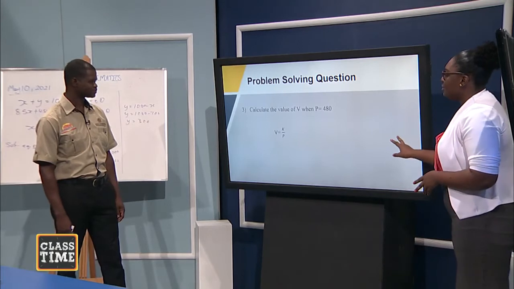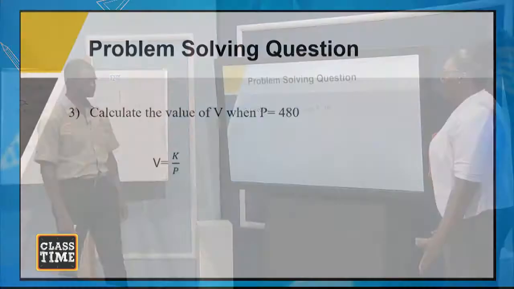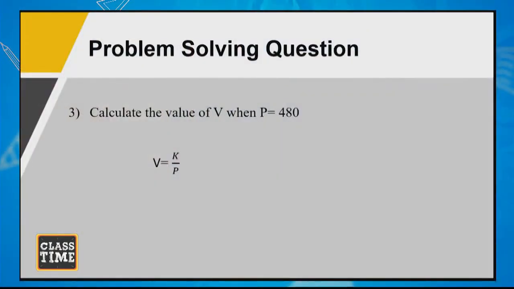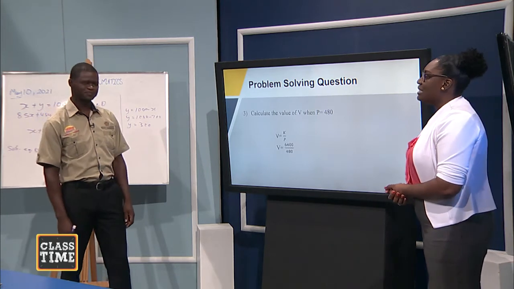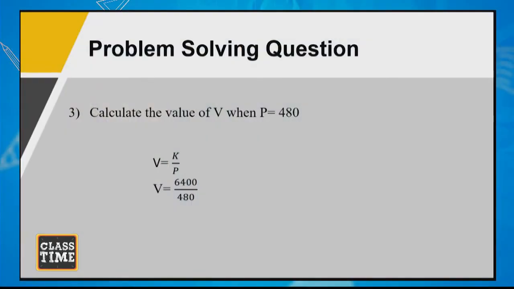Right. So again, we're starting off with our equation, V is equal to K divided by P, and we're going to substitute. As we found in the first equation that we worked out, K is actually 6,400. So we're going to simply substitute K with 6,400, and we're given the value of P, which is 480. So in substituting, we can then go on to find the value of V.